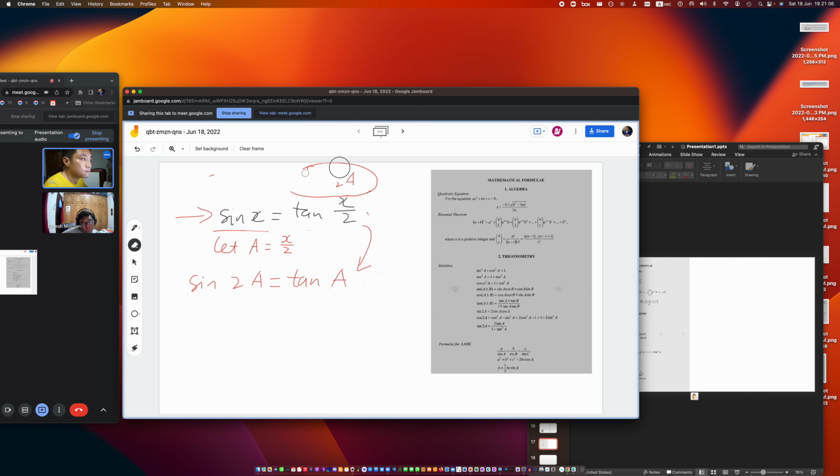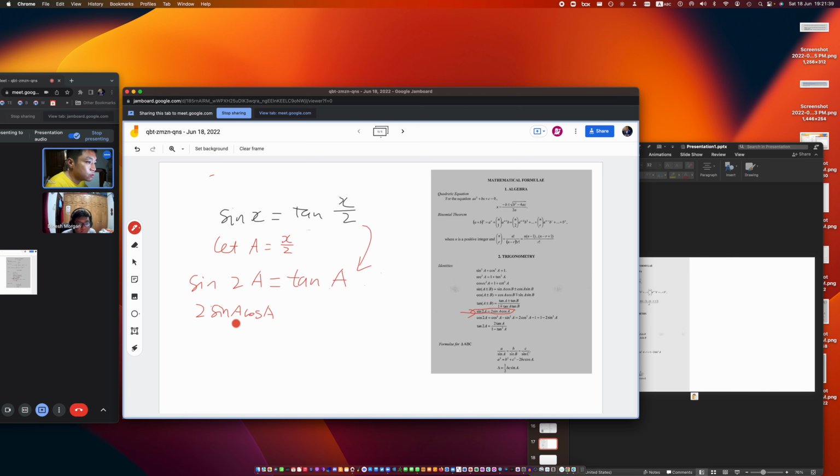The most important thing is you need to use the correct formula, and then you need to be able to convert to sine 2A equals tangent A, where A in this case is half x. So sine 2A is 2 sine A cosine A. Can you see that from here?